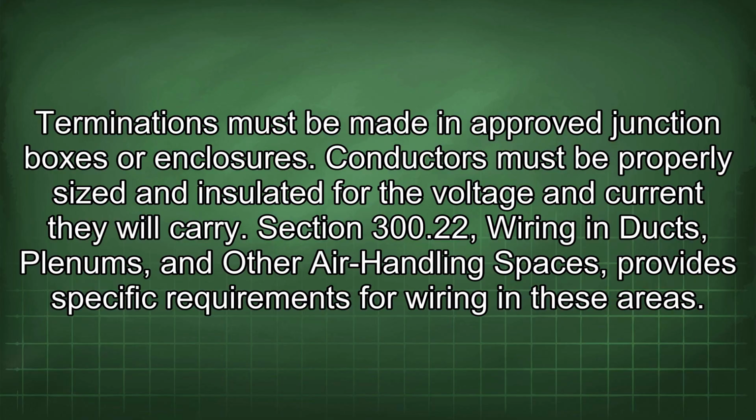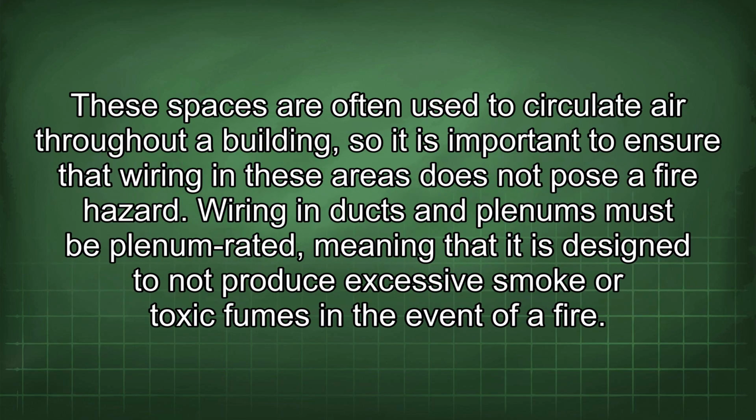Section 300.22, Wiring in ducts, plenums, and other air handling spaces, provides specific requirements for wiring in these areas. These spaces are often used to circulate air throughout a building, so it is important to ensure that wiring in these areas does not pose a fire hazard. Wiring in ducts and plenums must be plenum rated, meaning that it is designed to not produce excessive smoke or toxic fumes in the event of a fire.